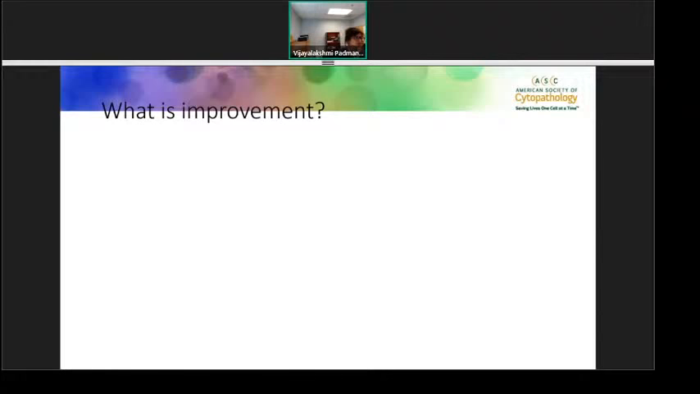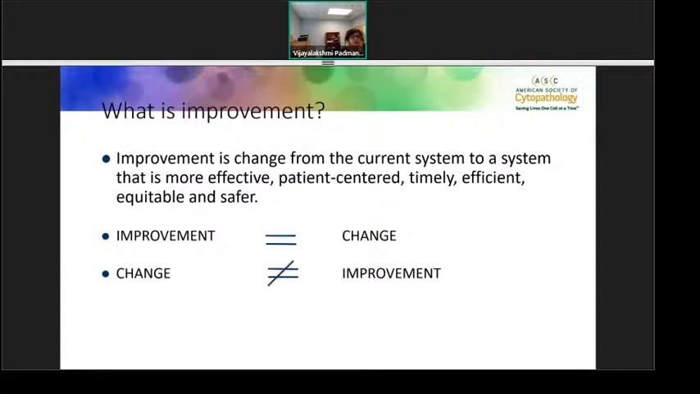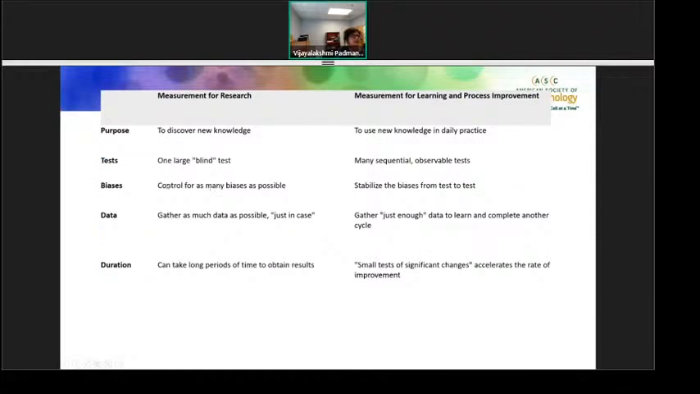Now, we pretty much in academia do some sort of a research project, right? The thing with quality improvement is you have to have change, but the change may not actually be an improvement. And the kind of measurements we use for research and the kind of measurements we use for QI are going to be slightly different. Here, the purpose is to discover new knowledge for research. And you use this big blind test and you control for as many biases as you can. And just in case you need this data, you collect everything and more. And you really want to get a big lump sum of data here.